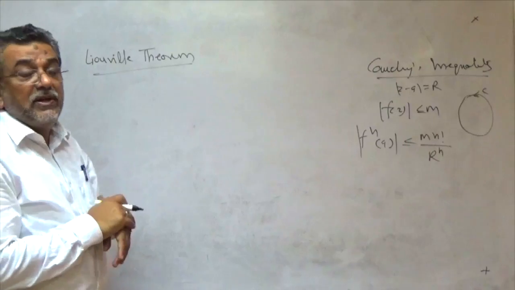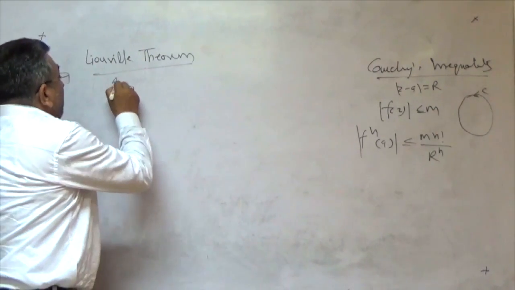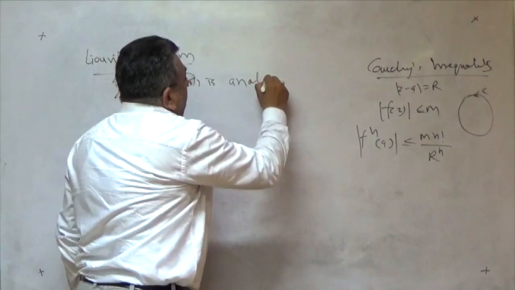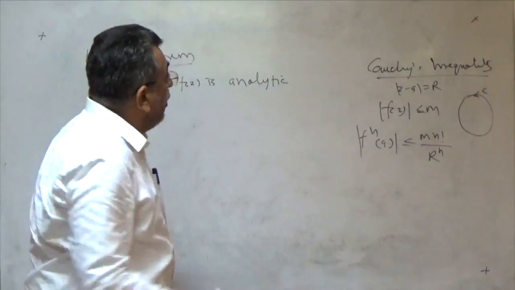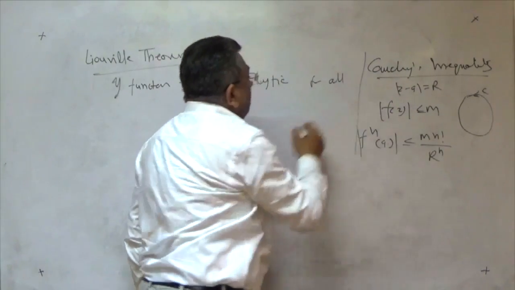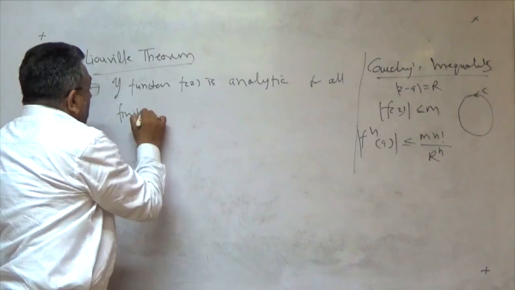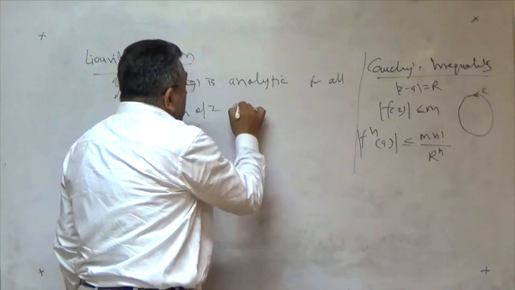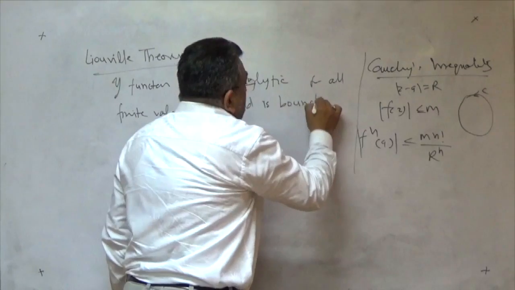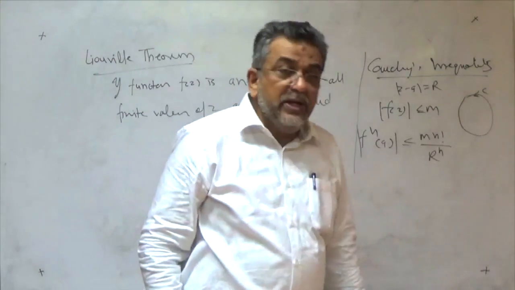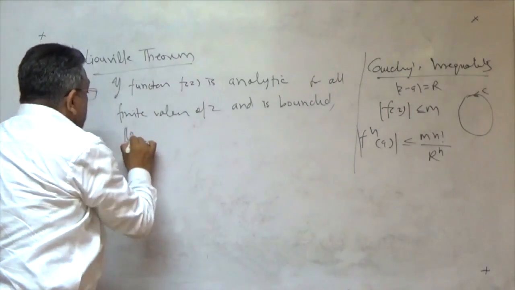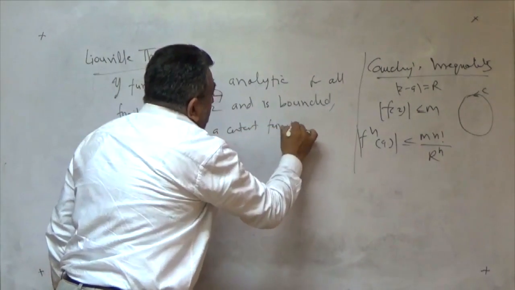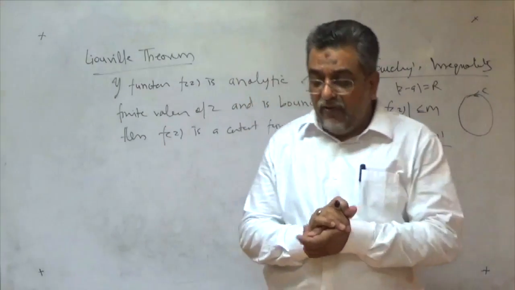First, we take the statement of Liouville's theorem, then its proof. Statement: if function f(z) is analytic for all finite values of z, and is also bounded, then we have to prove that this function f(z) is a constant function. Actually, this is the statement of Liouville's theorem.